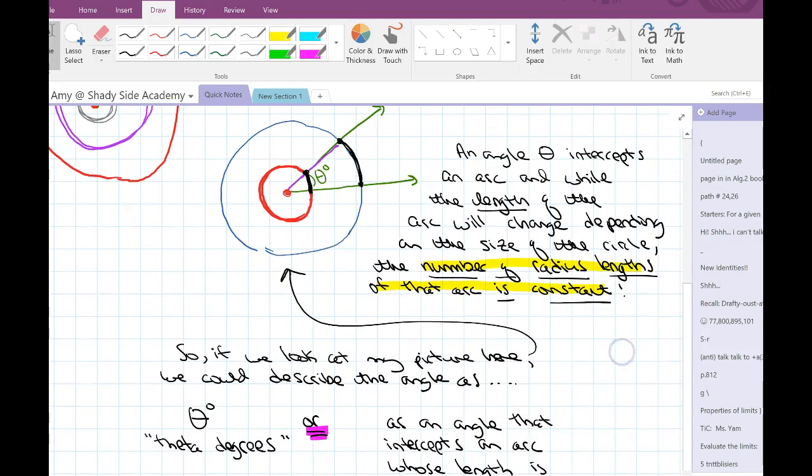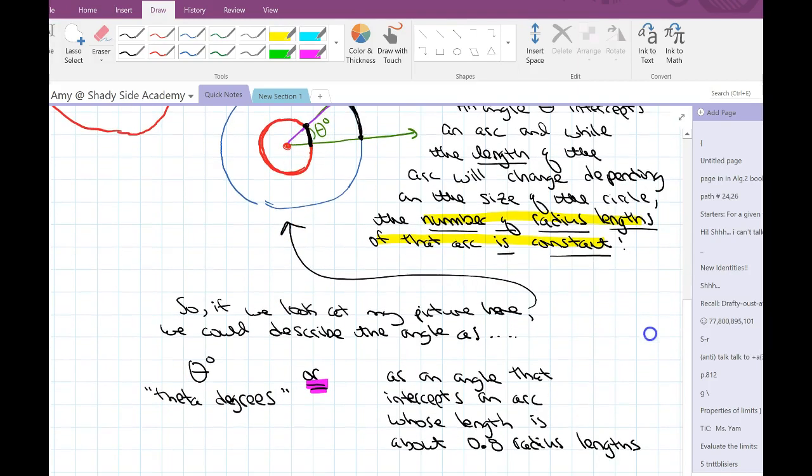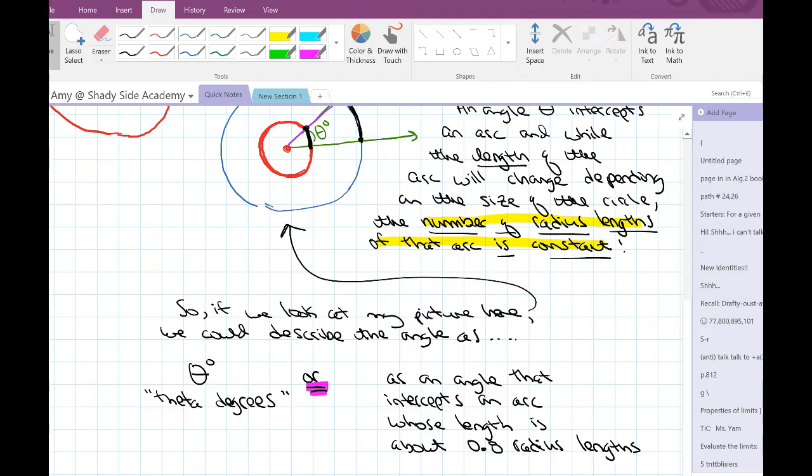I could call it theta degrees. This is my old perspective, the old comfortable one. I could describe it as theta degrees, or I could describe it as an angle that intercepts an arc whose length is about 0.8 radius lengths. As an angle that intercepts an arc whose length is about 0.8 radius lengths.